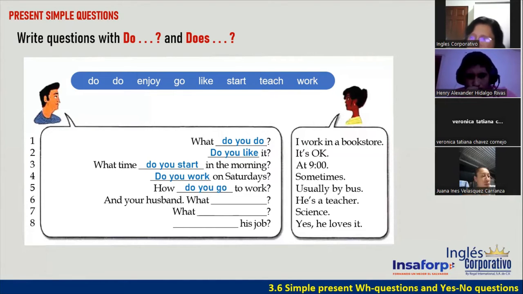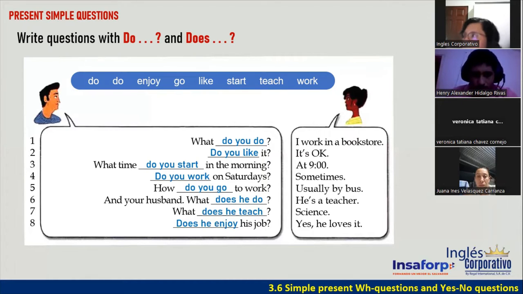And your husband, right? What does he do? ¿A qué se dedica? ¿O cuál es su trabajo? ¿Verdad? He's a teacher. Okay. And what does he teach? ¿Qué enseña? Science. And does he enjoy his job? Yes, he loves it. Or yes, he does. ¿Verdad? Does he enjoy his job? Entonces, la parte de las preguntas va a ser, chicos, fácil si tratamos de recordar siempre los elementos que necesitamos.